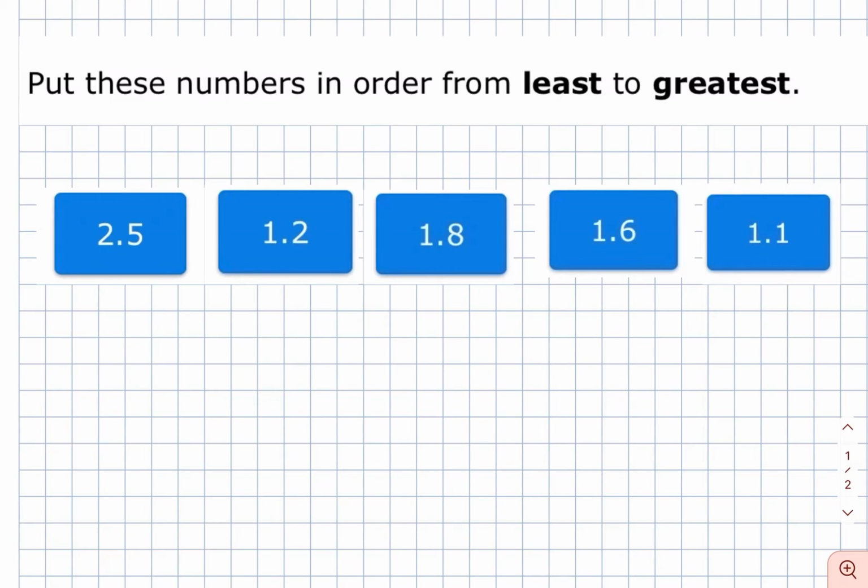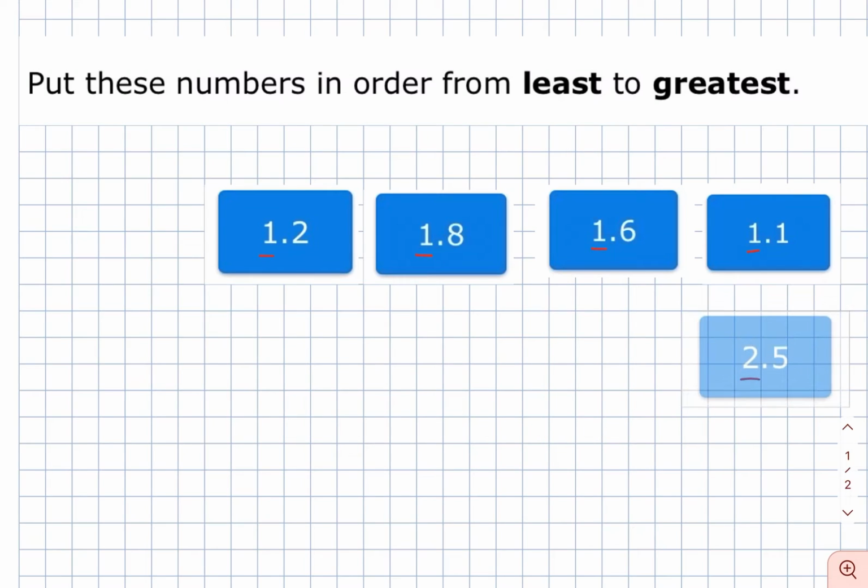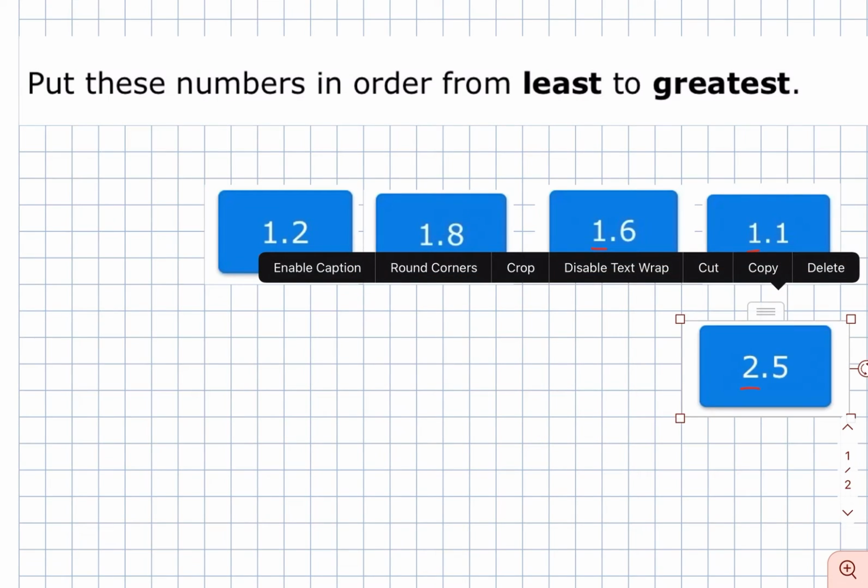So to put decimal numbers in order, the first thing we're going to do is look at the numbers themselves, and we always start with the leftmost number. In this case, we've got a 2 here, and a 1, 1, 1, and 1. So we see here that these are all a 1 whole. This one starts with a 2, which means that this one is greater. So I'm going to move that one over here. That's going to be our biggest number.